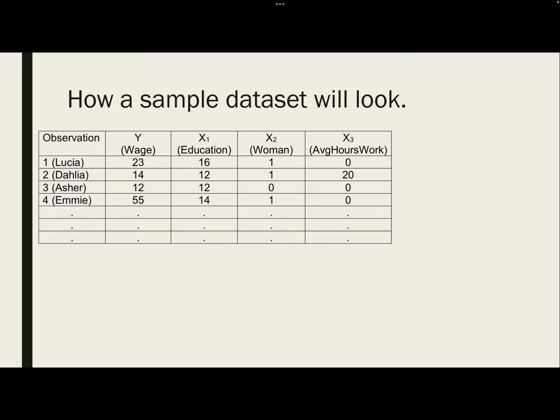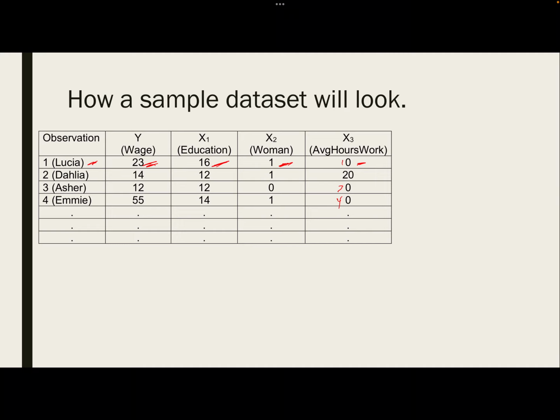So using our example from before, and thinking about that population equation we wanted to estimate, the first 4 observations in a data set: there's someone named Lucia whose wage, I guess this is hourly wage, is $23 an hour. They have 16 years of education. They are a woman, and the average hours of work is 0. So that's probably a typo. We probably want to have like 10, 20, 30, 40 in there.